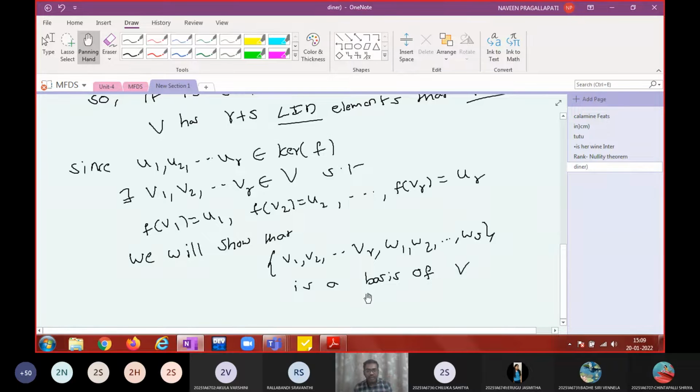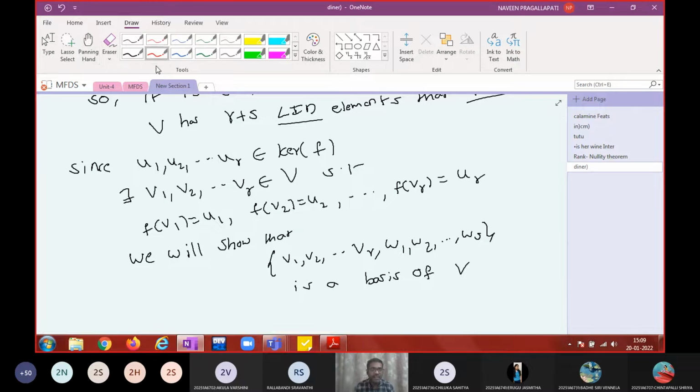Yes, sir. Now, if I want to show that this is a basis of V, I have to show two things. The span of this is going to be the entire space, and all these elements are linearly independent. So first part I'm going to show. How do you show that the span of this is the entire space? You take any randomly selected element of V. If I can show that any element of V can be expressed as a linear combination of elements of this, that means all possible linear combinations are nothing but the entire space. Is that clear?